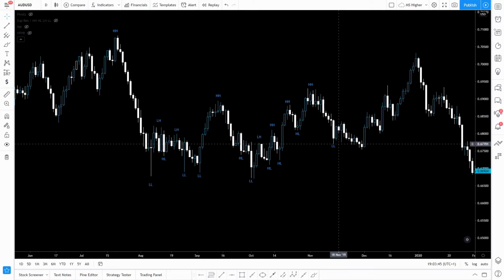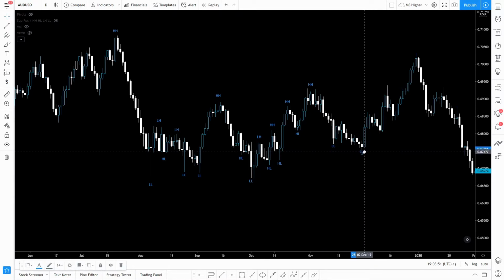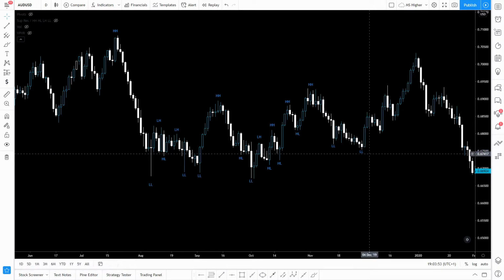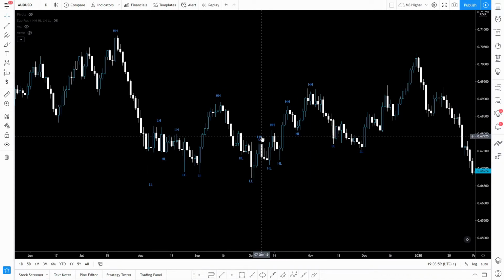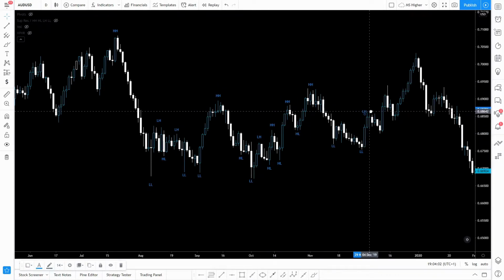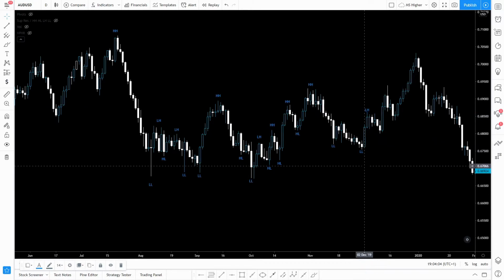So again, price has dropped down and it's broke this right here. So it's made a lower low. So we put another lower low right here. It's come back up, made a lower high, because it hasn't broke this yet. So we're just following price. That's what we're doing. We're just following these price points.